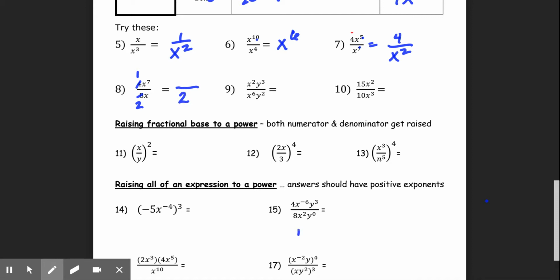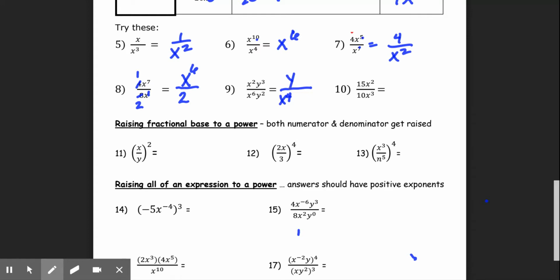And then we're going to subtract 7 minus 1 gives us 6, and those 6 are going to be left over in the numerator. Number 9, let's see, our x's, 6 minus 2 is 4. Those 4 are going to be left over in the denominator. And then our y's, 3 minus 2 is 1. So that 1 is going to be left over in the numerator.